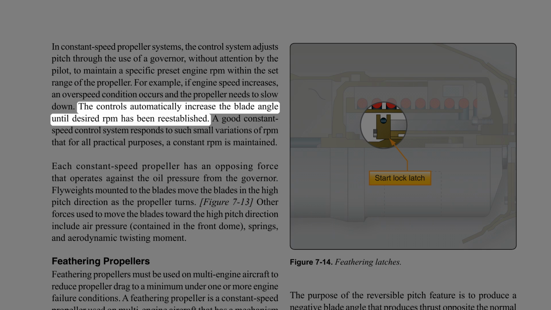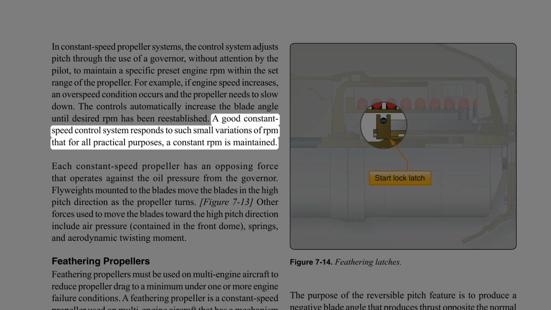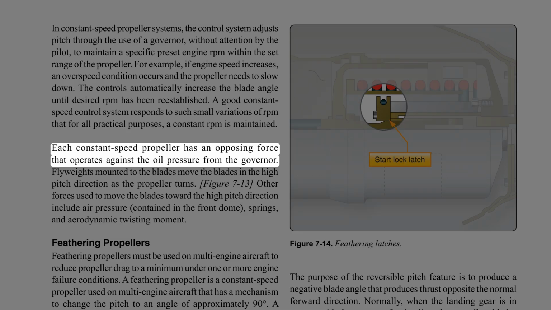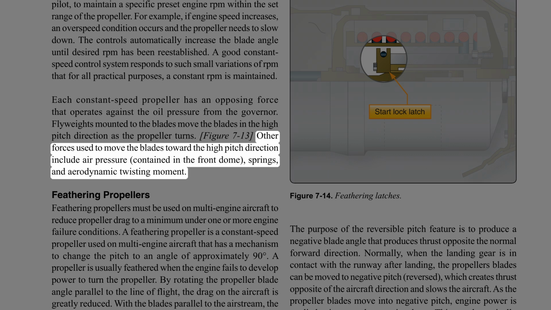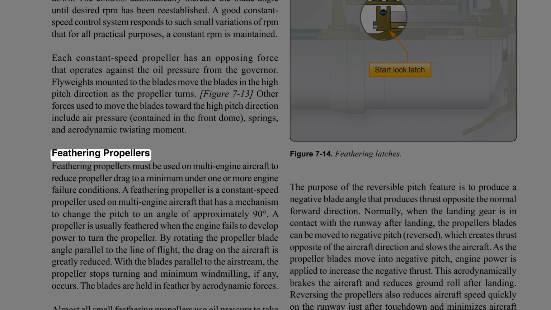The controls automatically increase the blade angle until the desired RPM has been re-established. A good constant speed control system responds to such small variations of RPM that, for all practical purposes, a constant RPM is maintained. Each constant speed propeller has an opposing force that operates against the oil pressure from the governor. Flyweights mounted to the blades move the blades in the high-pitch direction as the propeller turns. Other forces used to move the blades toward the high-pitch direction include air pressure contained in the front dome, springs, and aerodynamic twisting moment.